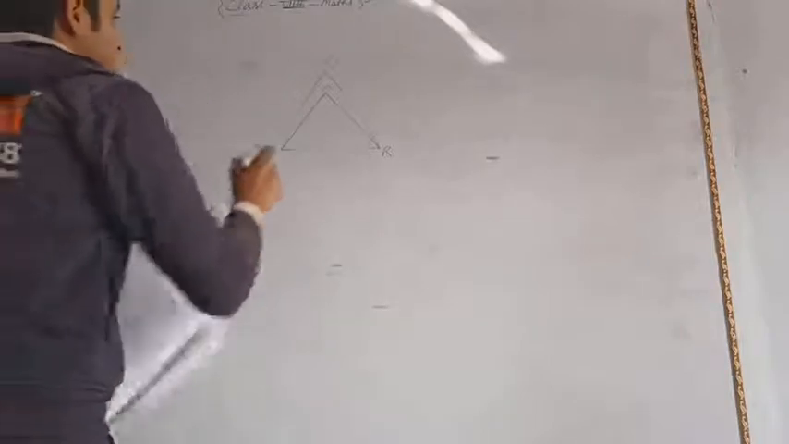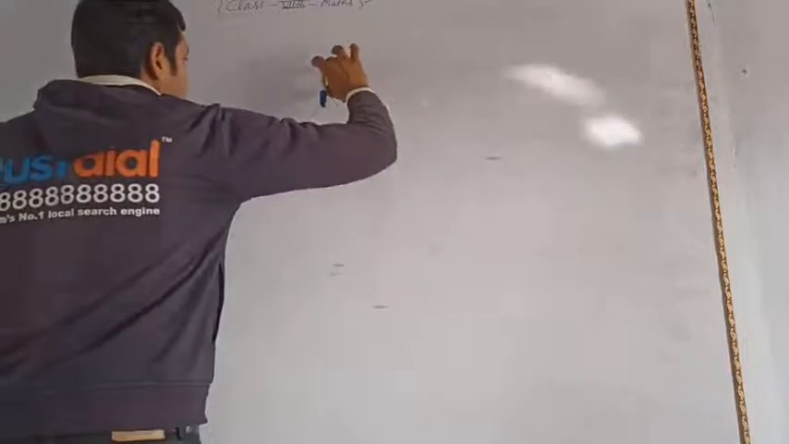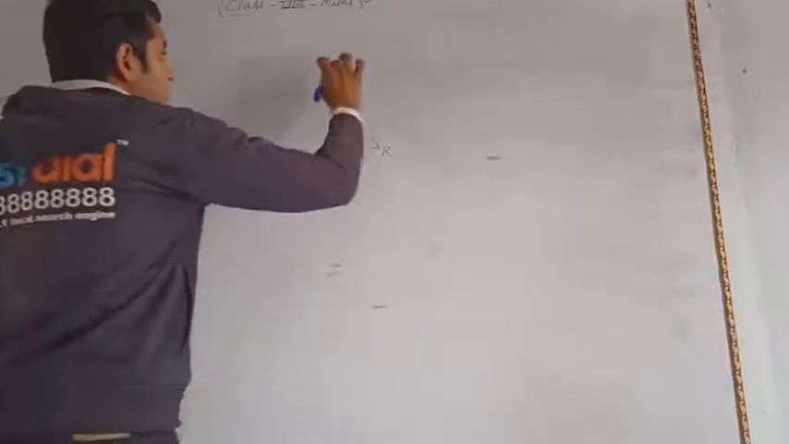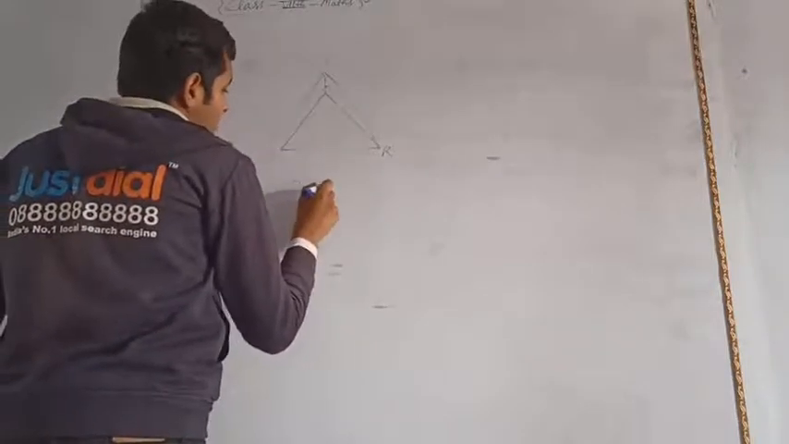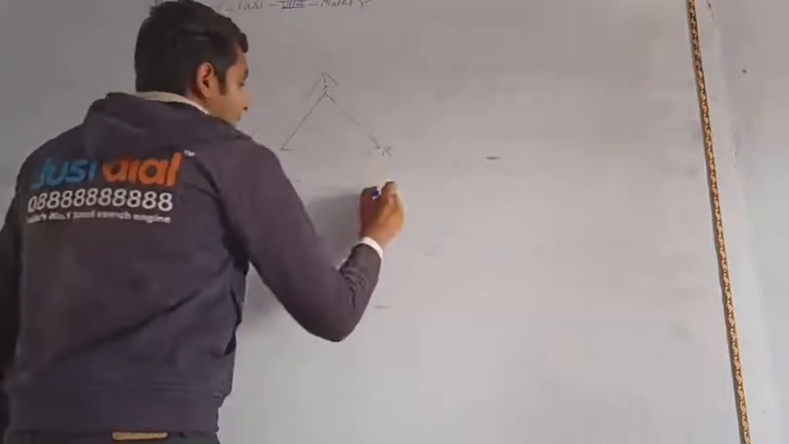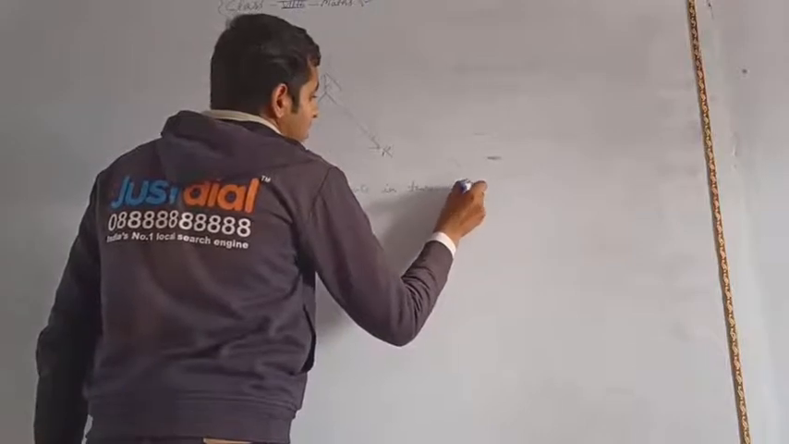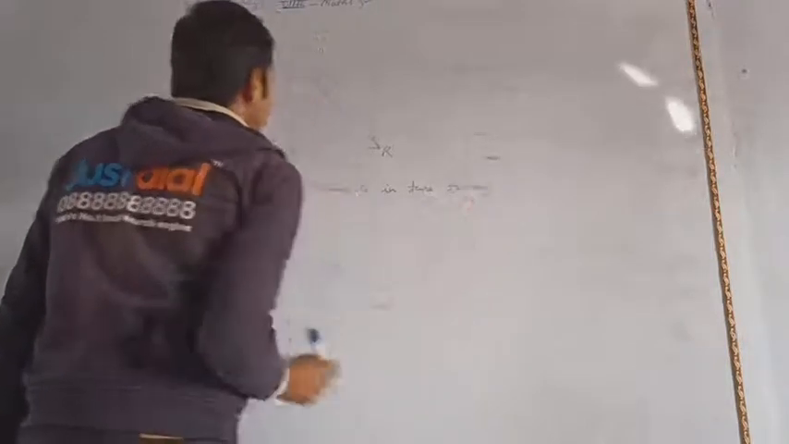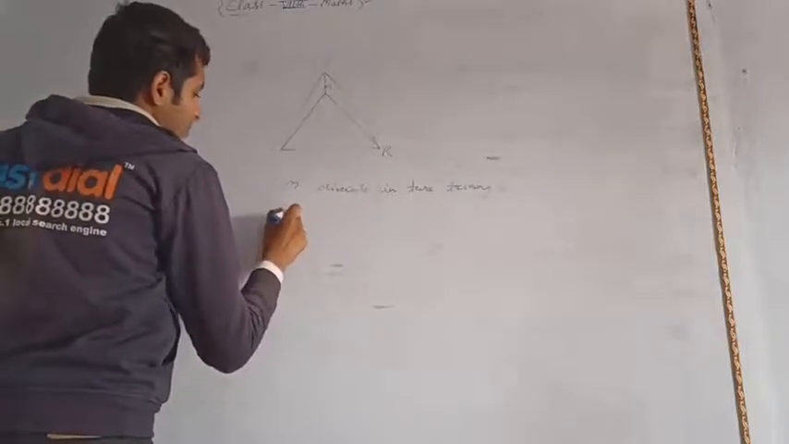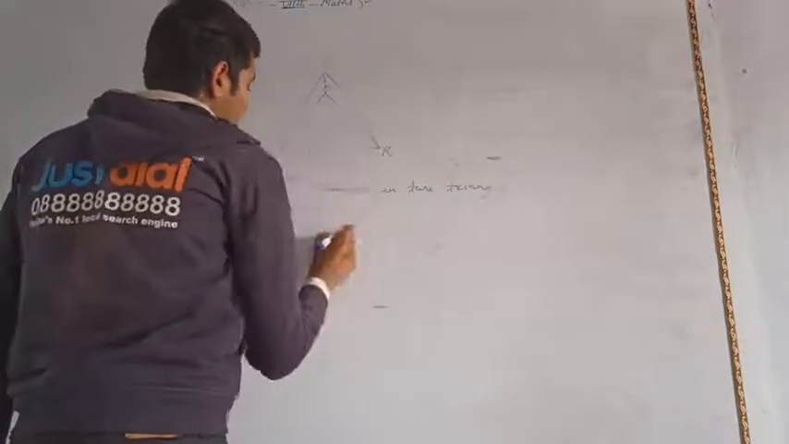So you have to prove angle PQM is equal to angle PRM. First of all, we draw a line segment from P to M. This PM divides the figure into triangles, thus a triangle PQM and also a triangle PRM.